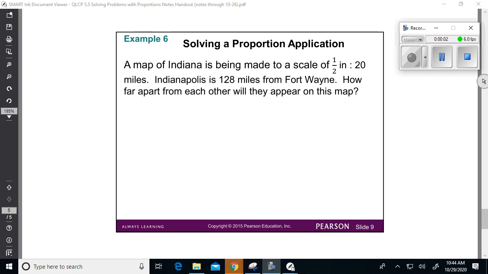So, finishing up with word problems. A map of Indiana is being made to a scale of a half an inch represents 20 miles. Indianapolis is 128 miles from Fort Wayne. How far apart from each other will they appear on this map?